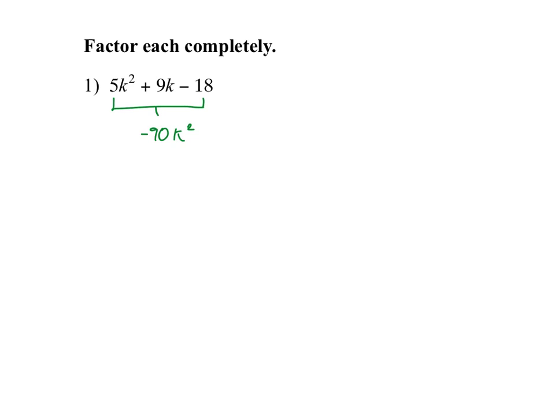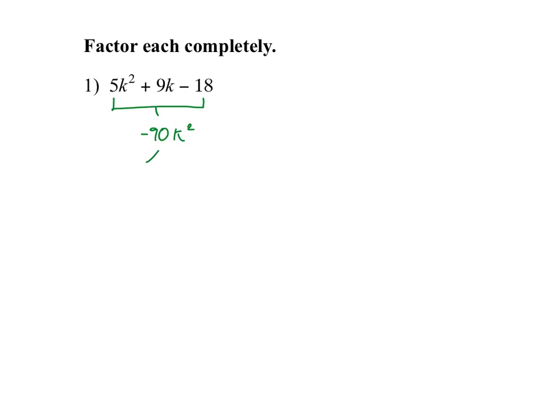So again, I'm multiplying the leading coefficient, the quadratic term, times the constant term. So that's negative 90k squared. Now I'm going to find two numbers that you multiply and give you negative 90k squared, and you subtract and give you 9. So again, two numbers that you multiply and give you negative 90k squared, and you subtract and give you 9.